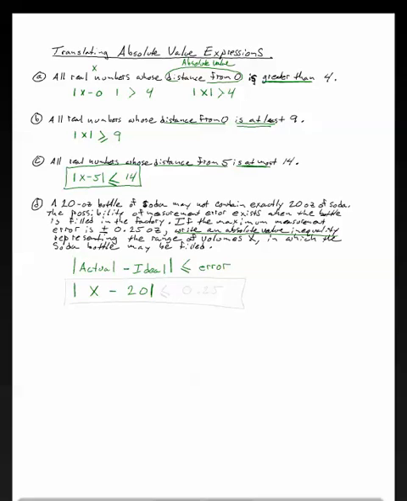So what this is saying is if there's 20.01 ounces, that's the actual value, minus the ideal, which was 20 dead on, we want that to be less than or equal to the error. And in this case, we're told that the error is plus or minus 0.25. So we write 0.25. And that is our absolute value inequality. And that's going to give us the range of values.